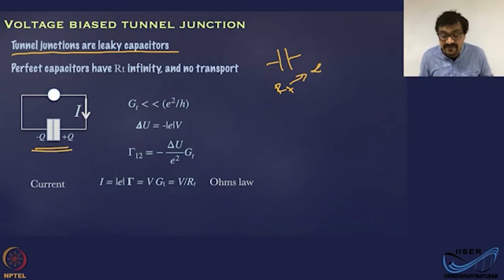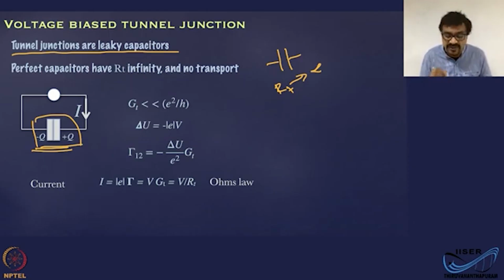But we have current going through, let's say electrons going through the tunnel junction. That means these capacitors are actually leaky. Okay, so we have finite tunnel resistance and we have finite capacitors. Usually such tunnel junctions are represented by this symbol here. Assume that I'm actually voltage biasing this circuit with this tunnel junction.